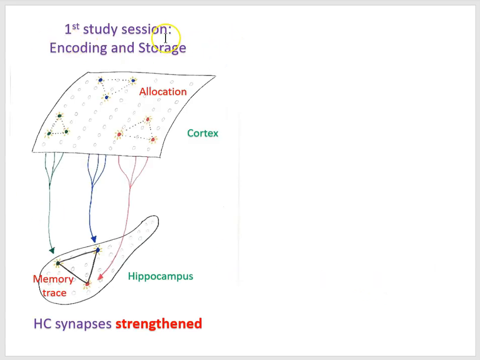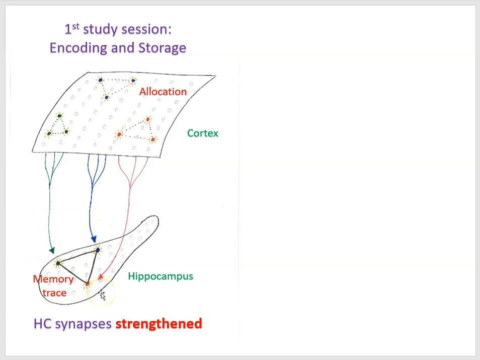So here we are, our first study session. We've got a sheet of neurons here. This will represent the cerebral cortex, various sensory areas in the cortex, maybe the visual cortex and the touch cortex and the auditory cortex. And we've got our hippocampus down here. When we study, there will be an allocation process in the sensory cortices here. So certain neurons within those areas are going to be allocated and assigned to make a memory trace of the information that we're learning. In addition, activity in these cortical areas is sent down into the hippocampus.